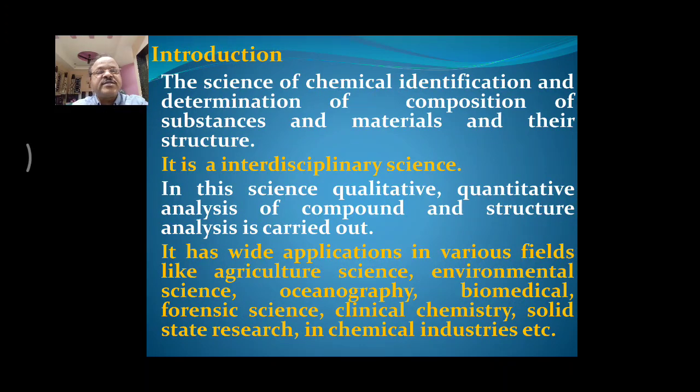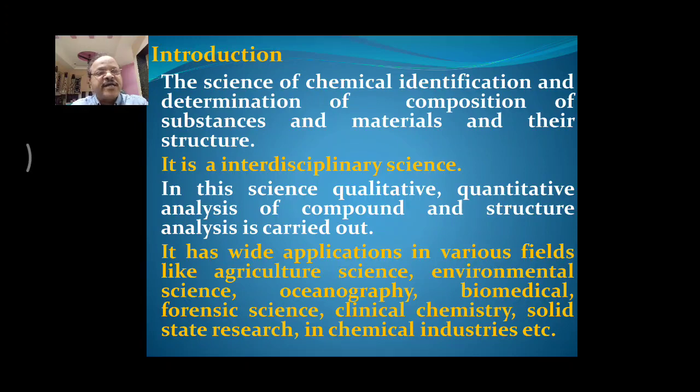The first part is introduction. Now what is meant by analytical chemistry? It is the science of chemical identification and determination of composition of substances and materials and their structure. As we have mentioned earlier, when we carry out analysis, all that analysis comes under analytical chemistry. So how can we define analytical chemistry?